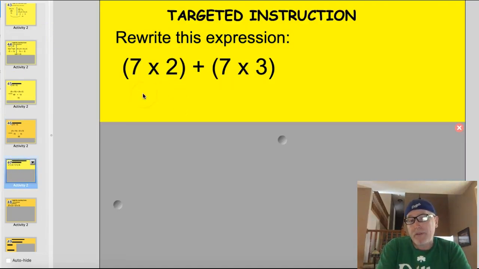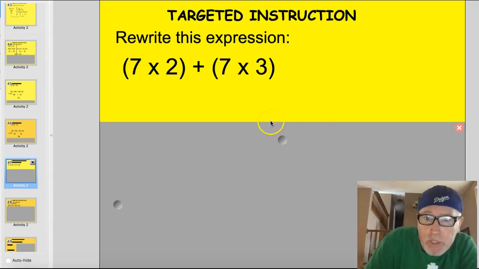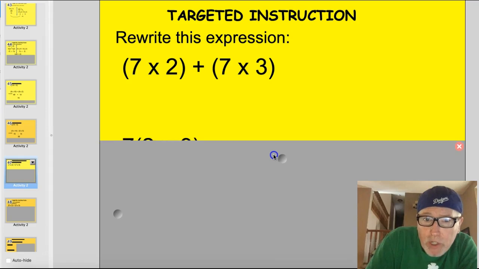Now, here we have 2 sets of parentheses. I'm going to see if you can rewrite it with 1 set of parentheses. Go ahead and give that a shot. Okay, this one's a yellow one. I'm going to do it for you. Let's take a look here.